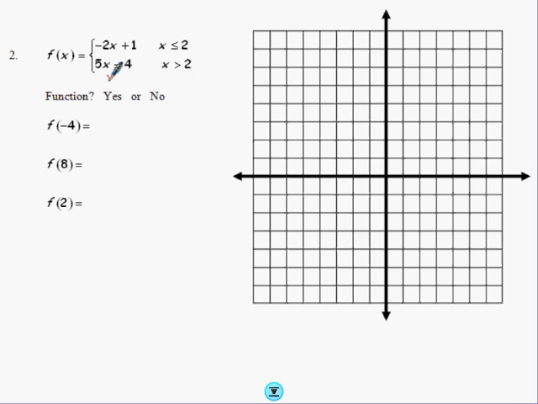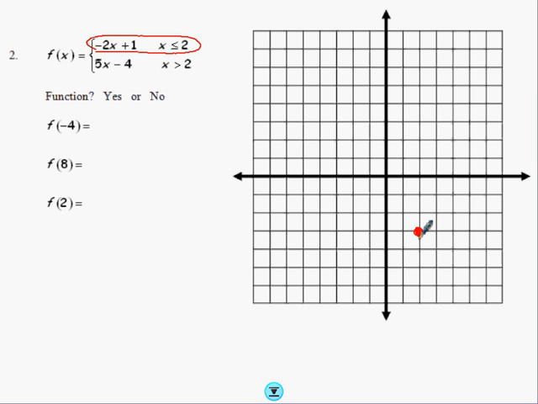Our second function is, again, 2 pieces. In this case, they're both lines, so this should actually be easier than the first one. I'm going to start with the red one. The end of the line happens at 2. Because of this equal sign here, I'm going to do a closed circle. It's included. Well, when x is 2, what's y? Plug it in. Negative 2 times 2 is negative 4, plus 1 is negative 3. So 2, negative 3, closed circle.